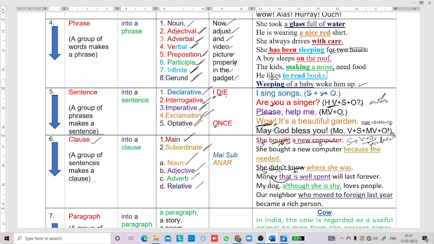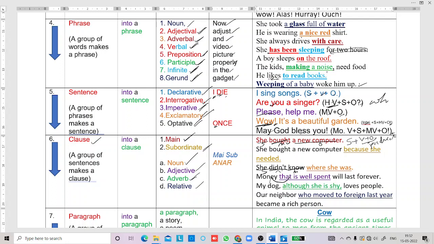Next one is an adverb clause. What is an adverb clause? Example: my dog. Now, my dog is a noun in the sentence. It's called the subject in the sentence. Although she is shy, loves people. Now, my dog, although she is shy, loves people.